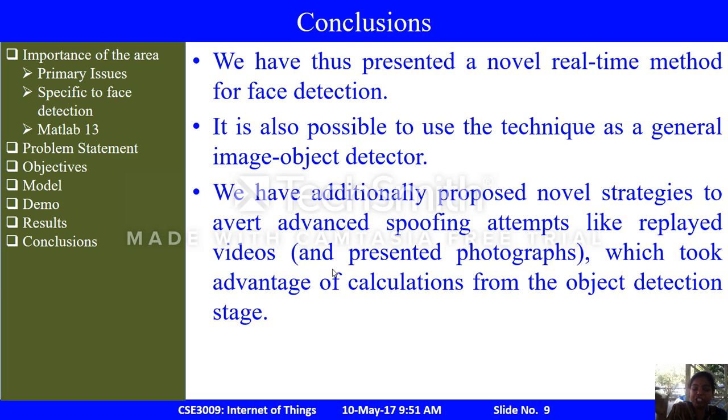If you just show the image of that fan or light, it will detect that it is a light. And it is also possible to count how many fans and how many lights there are. All these things are future work. It can also be extracted from this project. We have additionally proposed novel strategies to avoid advanced spoofing patterns like replayed videos and presented photographs, which took advantage of calculation in the object detection stage.